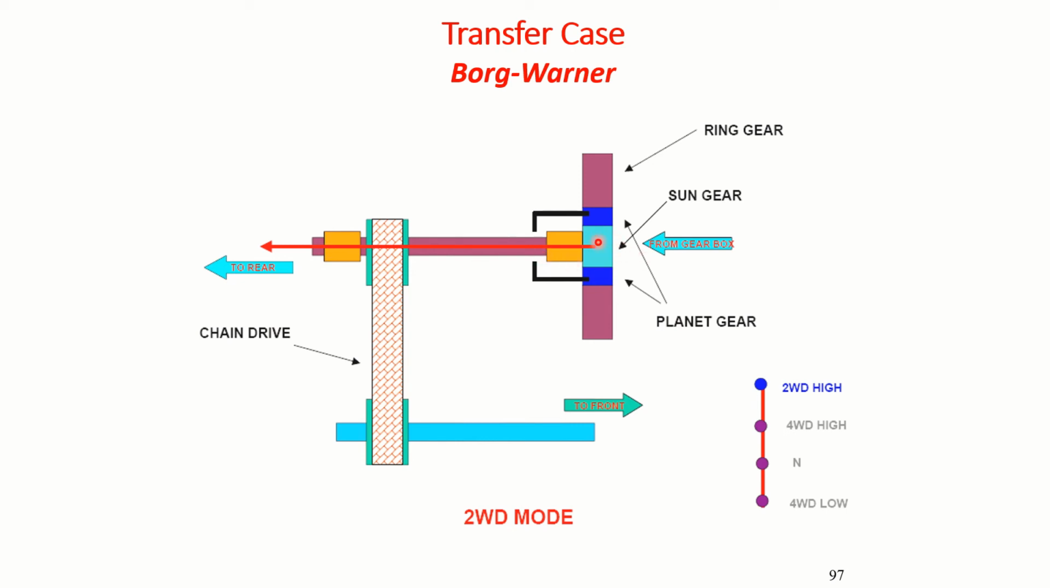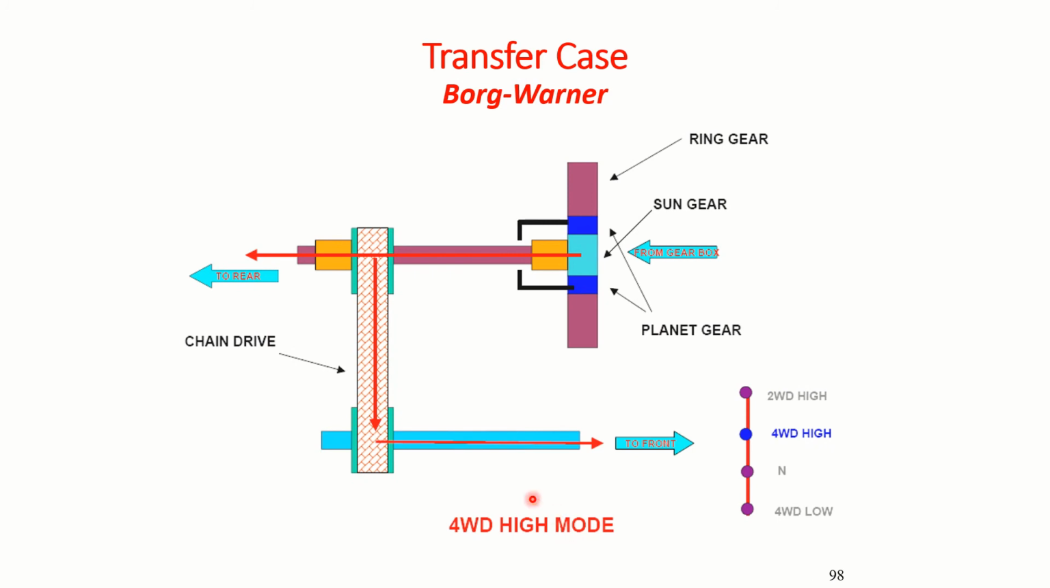You have the sun gear, then you have the planet gear, then you have the ring gear. So just you couple like this, the motion is transferred to the rear wheel differential and only you will get the two-wheel drive mode. Now let us look at this way.